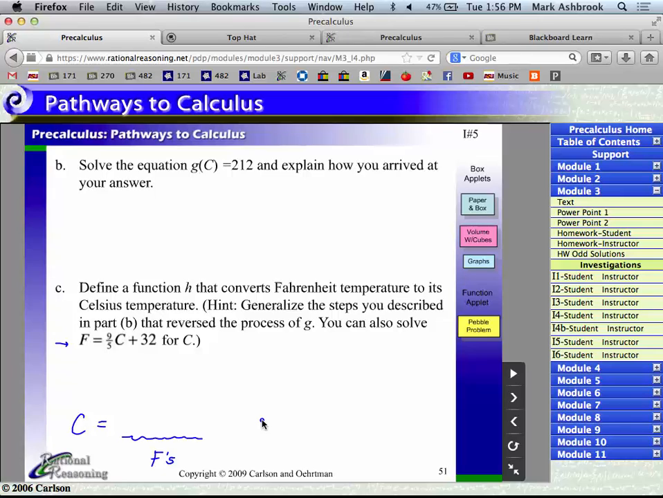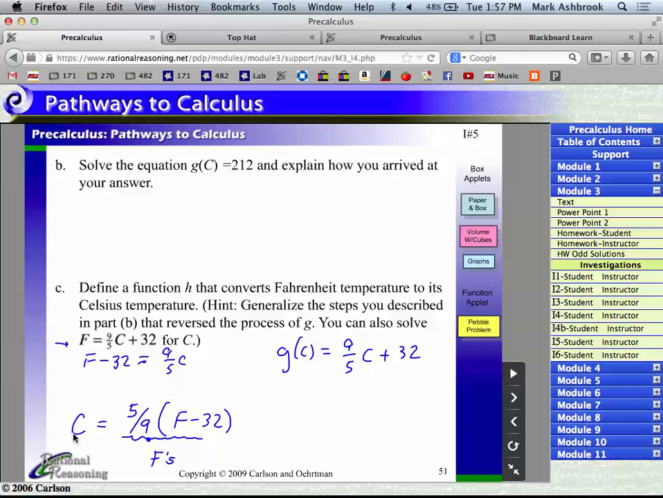Alex, that's what I was going to say. You could isolate C. It's going to be the same relationship as this. We just need to get C by itself. So how are we going to do that? You would subtract 32 from both sides, and then you would multiply by the inverse of 9/5, which is 5/9, times F minus 32. So we've got G of C is 9/5 C plus 32.